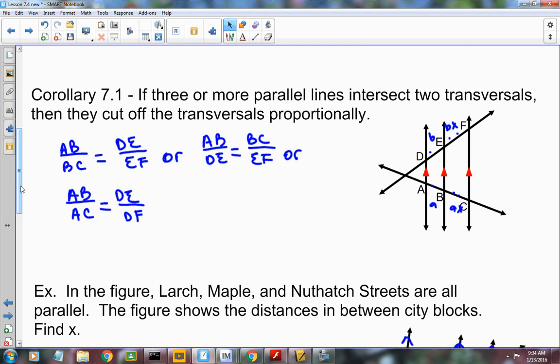And then we said that if you have 3 or more lines that are parallel, cut by 2 different transversals, it breaks those parts into segments that are proportional, right? And if those segments happen to be congruent on one of them, then they're going to have to be congruent on the other one, right? Because they're proportional, right? So if this is a 1-to-1 ratio, that's going to be a 1-to-1 ratio, okay?